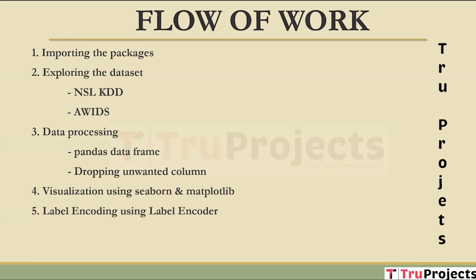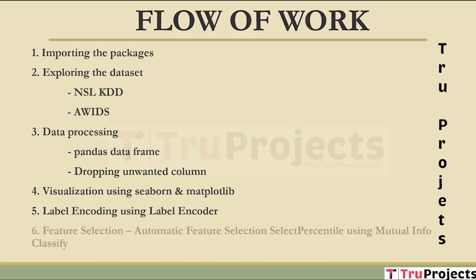Label encoding using label encoder. Label encoding is applied to both the datasets to convert categorical variables into numerical format, making it suitable for machine learning algorithms. The label encoder from scikit-learn can be used for this purpose.